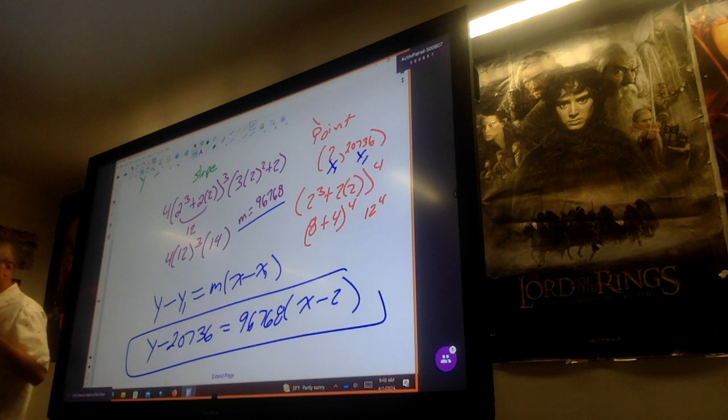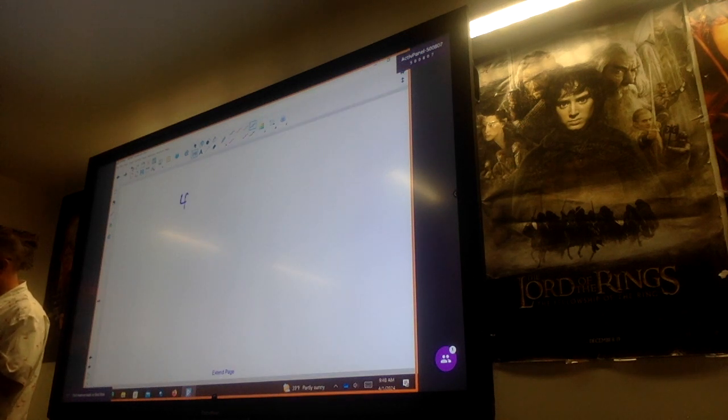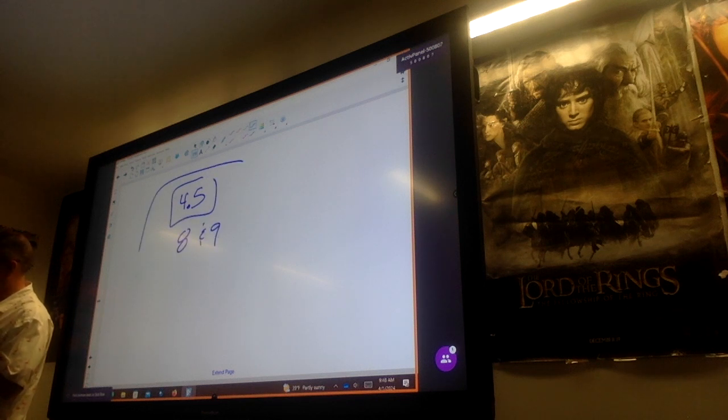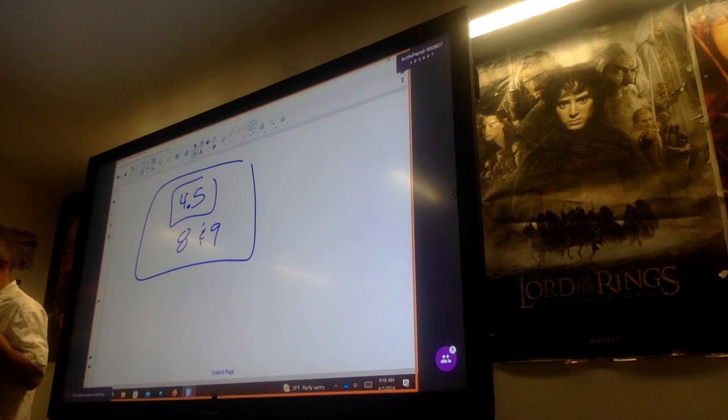Let's see, what are we going to work on today? You guys want 2 problems to try? So 4-5, would you try number 8 and 9? So they're both going to be ones. Try it. See if you can figure out 8 and 9. That's all I got for you.